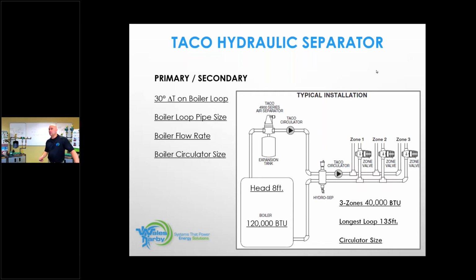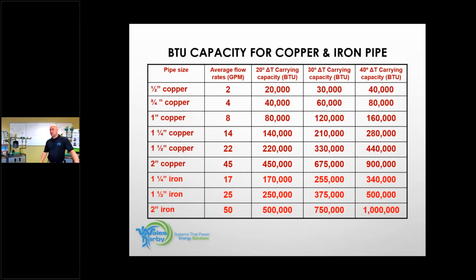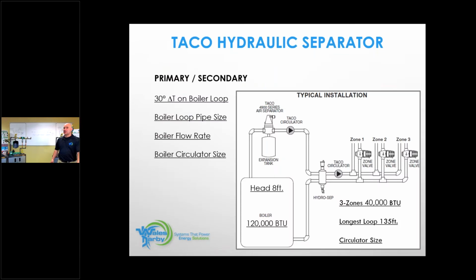Okay, so let's flip one slide forward. We got 120,000 BTU comfortably through 1 inch pipe with a 20-degree delta T. I could move 80, but remember the boiler size is at a 30-degree delta T. So 1 inch pipe would be the correct answer, because at a 30-degree delta T, we can comfortably move that through 1 inch pipe. So on the boiler side, 1-inch pipe is correct.